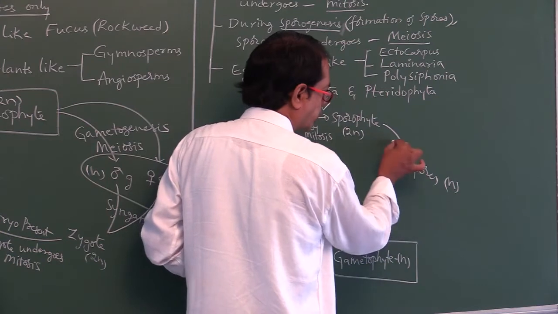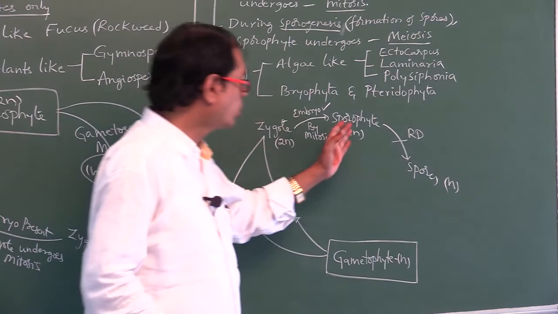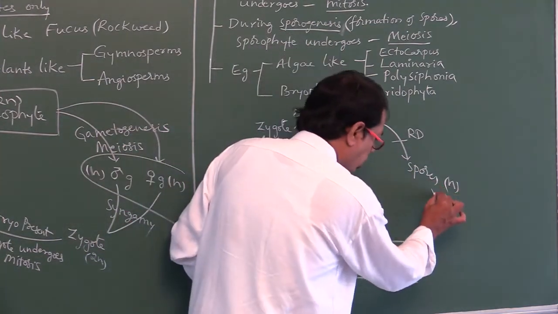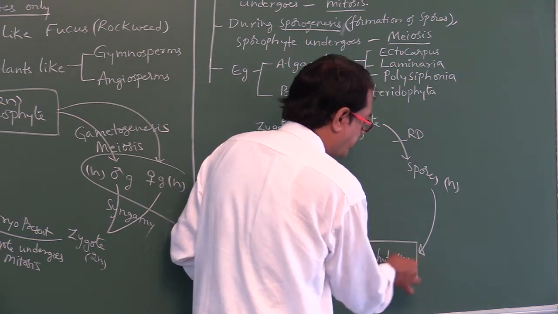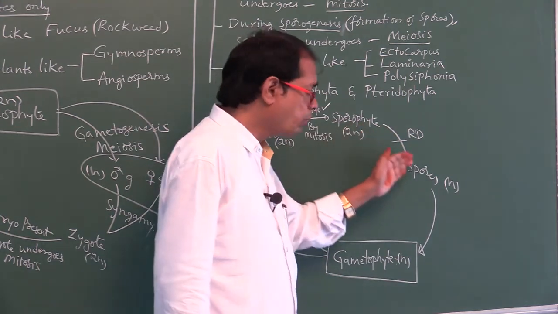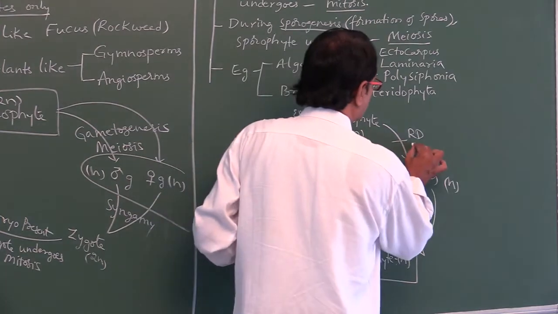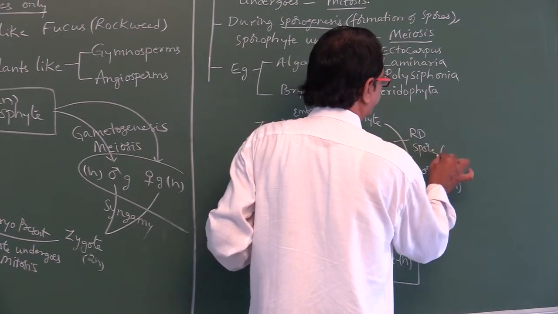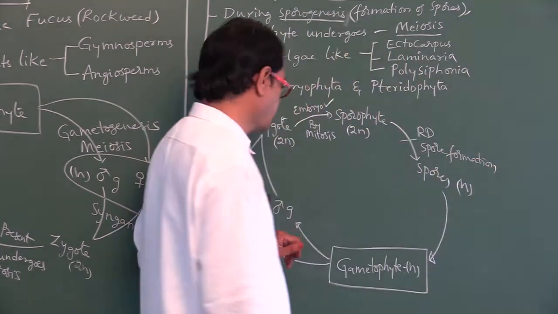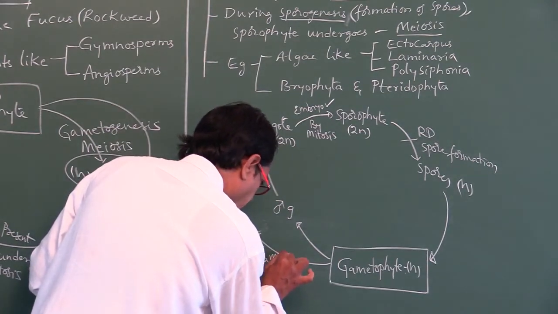2n becomes n means it is by reduction division, that is meiosis. This spore later develops into gametophyte. N becomes n means mitosis. So, during spore formation, reduction division occurs. So this is spore formation, that is sporogenesis. This is gametogenesis.